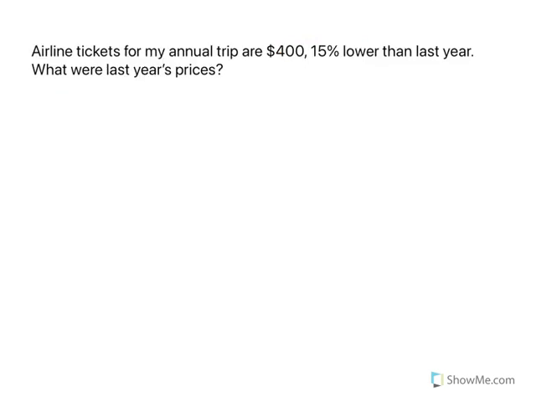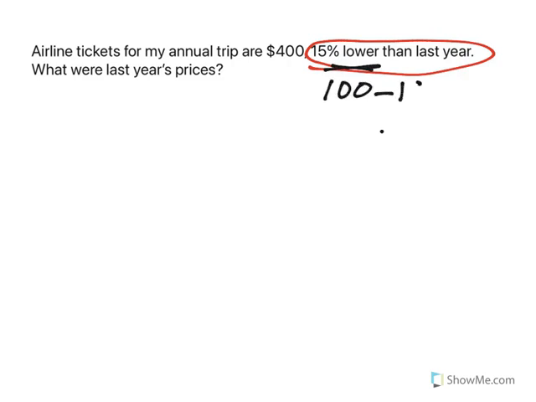Now let's look at the second example, which is a little trickier. Airline tickets for my annual trip are $400, 15% lower than last year. What were last year's prices? Okay, so now think about this. We are talking about 15% lower than last year. This is a decrease. So lower means we take our 100, we subtract the 15, and that's where we have the 85%, or 85 over 100, or the 0.85 as a decimal.